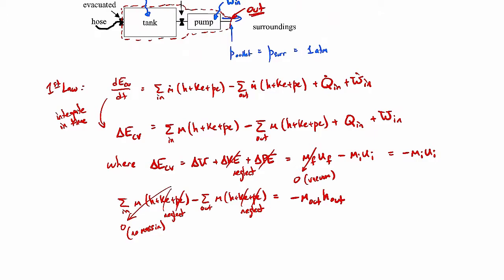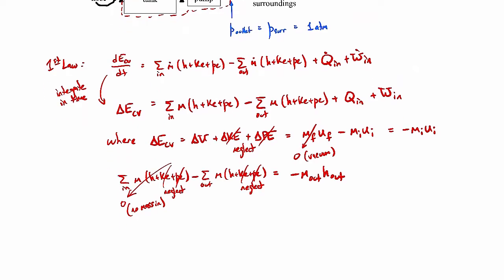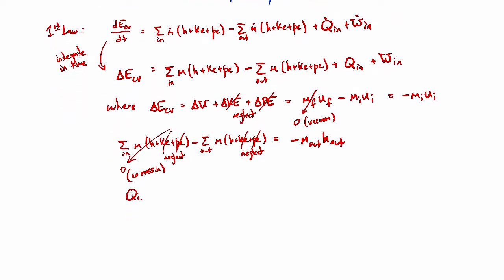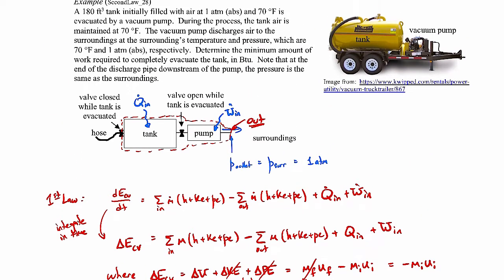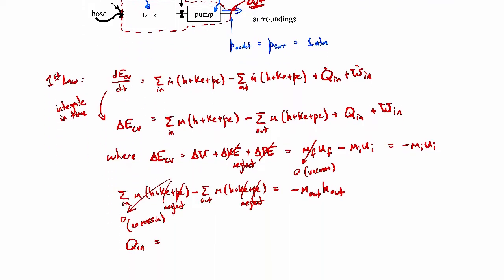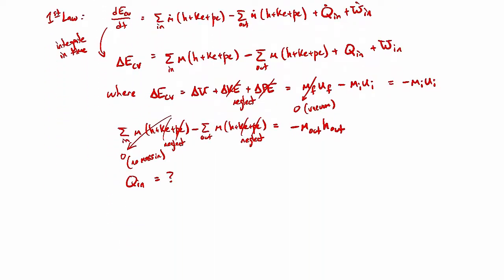All right, let's go on to the next term, the Q in. Q in, we weren't told anything about this. We weren't told to assume that the tank is well insulated or anything like that, so I'm going to leave that in there as a question mark, because we don't really know. We'll come back to it. And the same with the work in. That's what we're trying to solve for, so I'm going to leave that as a question mark.